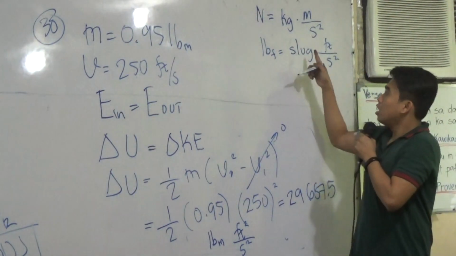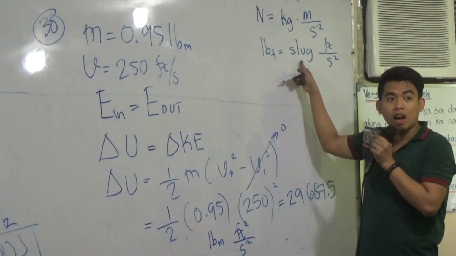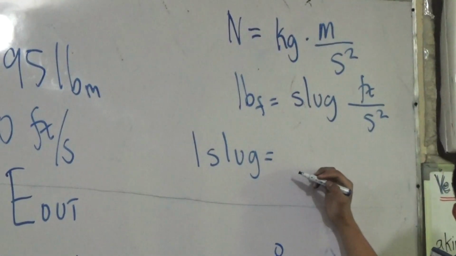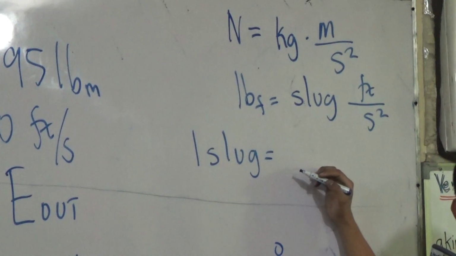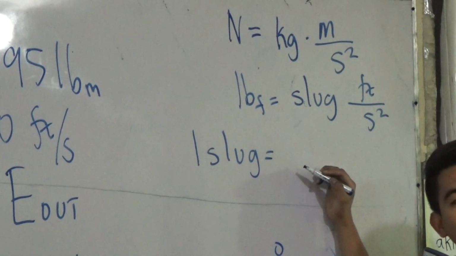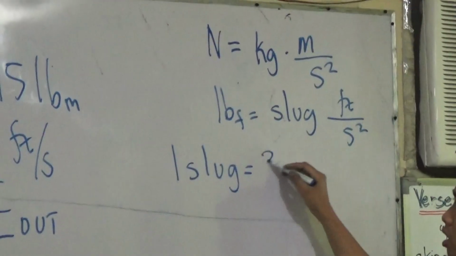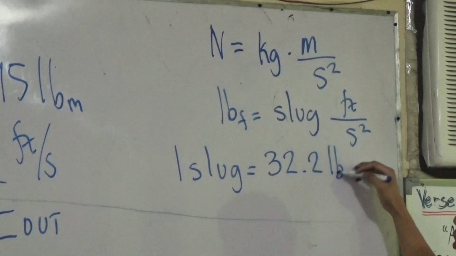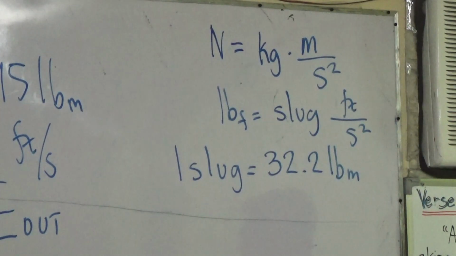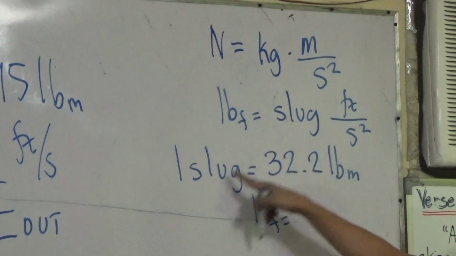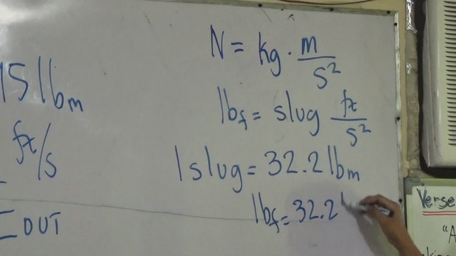Ngayon, sir, ang slug, this is a unit of mass. Alam ko, sir, na ang 1 slug, ilang pound mass? Ano ba mas mabigat? Slug or pound mass? Slug, sir. Slug yung mas mabigat. Kasi ang 1 slug equivalent sa 32.2 pound mass. Hence, pwede kong palitan na ang 1 pound force pala, this is basically, ano yung slug? 32.2 pound mass.